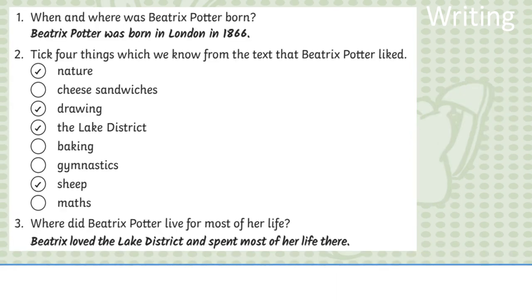And the answers. When and where was Beatrix Potter born? She was born in London in 1866. And the four things that we know from the text that Beatrix Potter liked: nature, drawing, the Lake District, and sheep. And where did Beatrix Potter live for most of her life? She loved the Lake District and spent most of her time there.